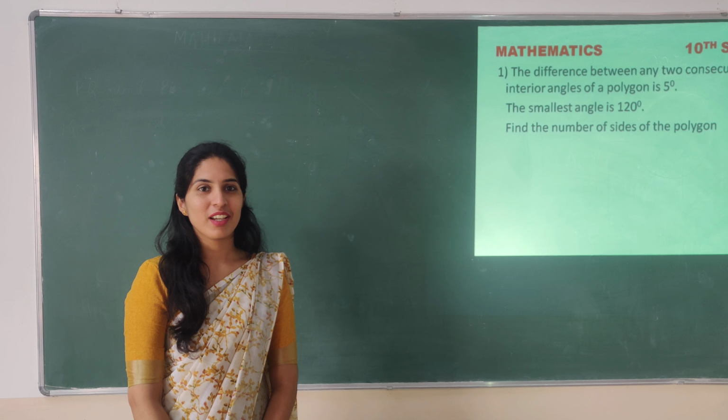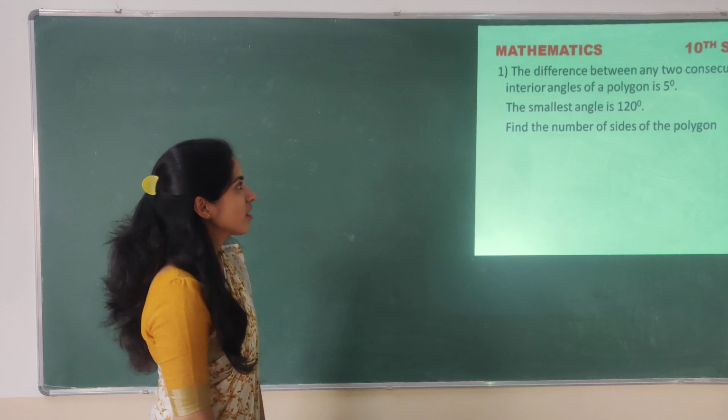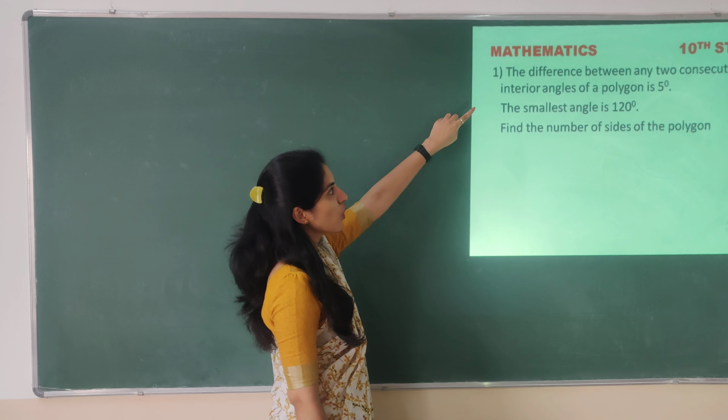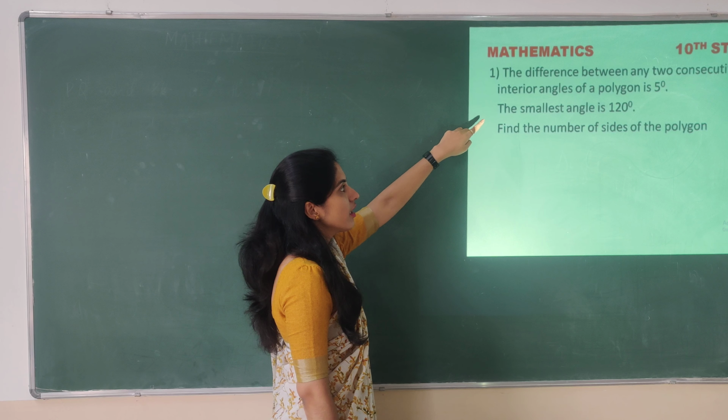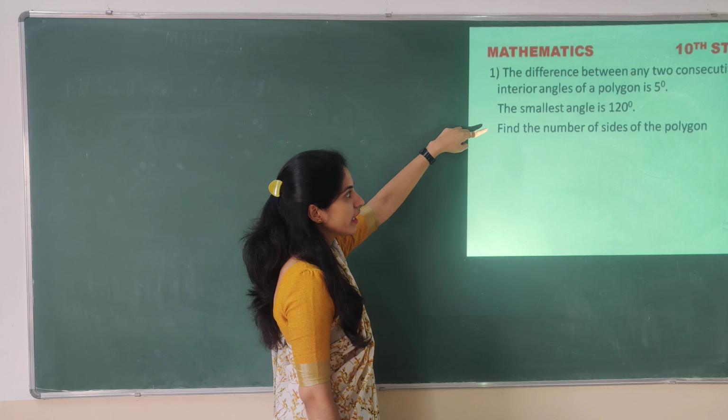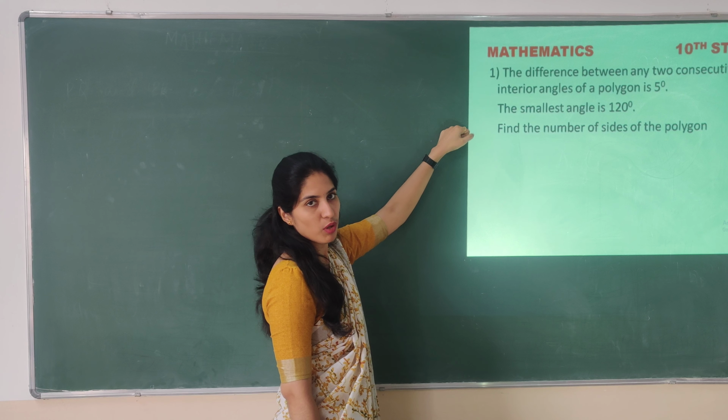Hello students. So today we will be discussing the question: the difference between any two consecutive interior angles of a polygon is 5 degree. The smallest angle is 120 degree, then find the number of sides of the polygon.